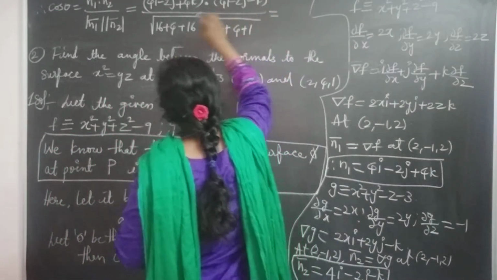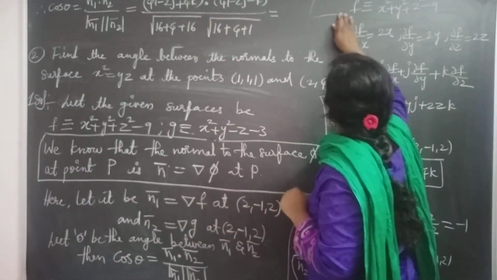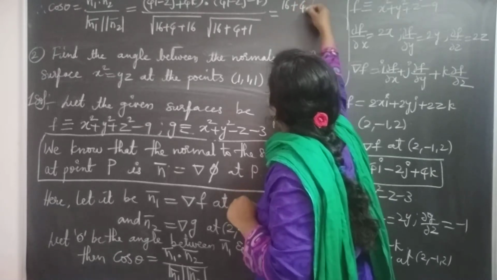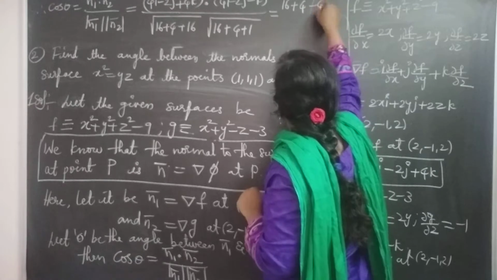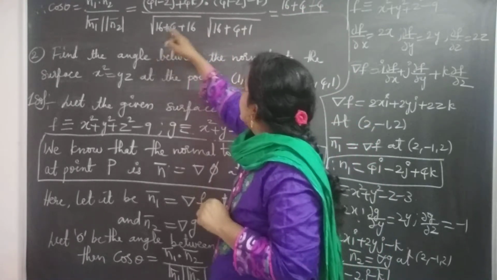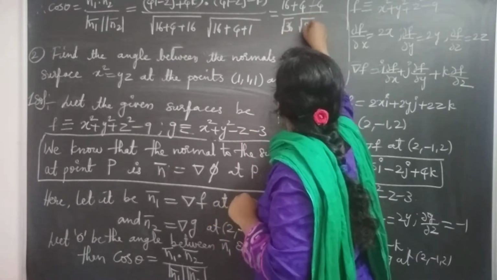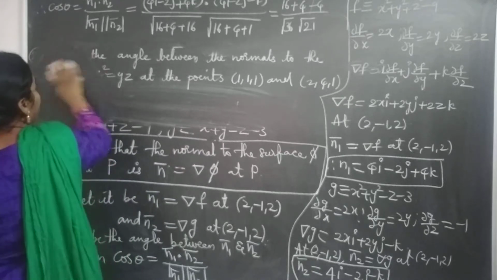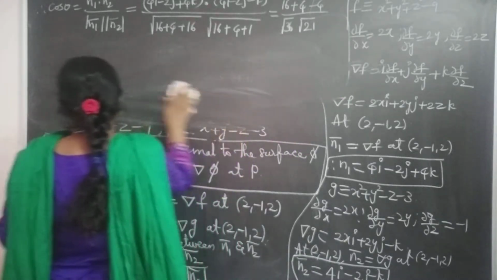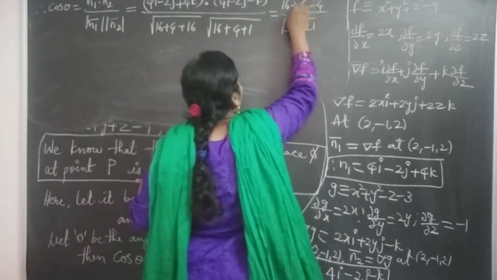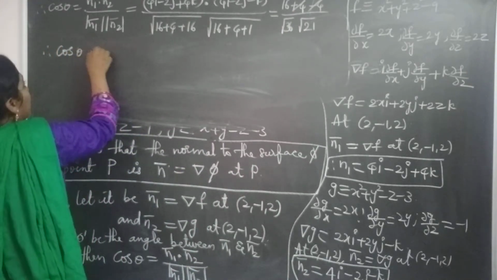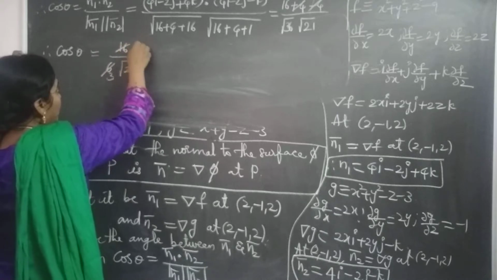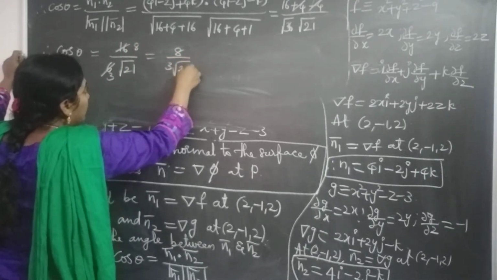It is equal to the dot product between the two vectors, that is 4 dot 4 is 16, minus into minus plus 2, plus 4 into minus 1, that is minus 4, by root 36 into root 21. Therefore, plus 4 minus 4 get cancelled. Therefore, cos theta is equal to 16 by root 36, that means 6 root 21. 2 threes are 6, 2 eights are 16, so it is equal to 8 by 3 root 21.